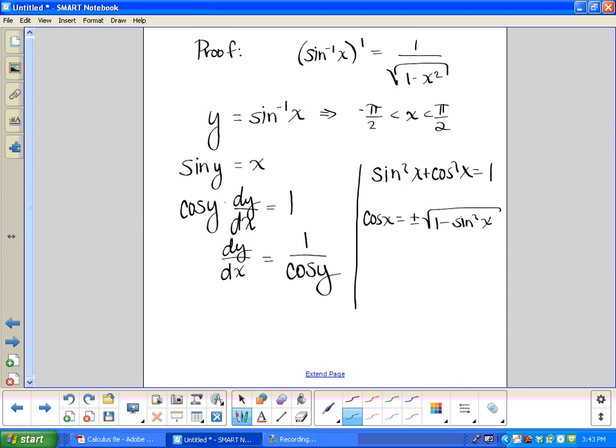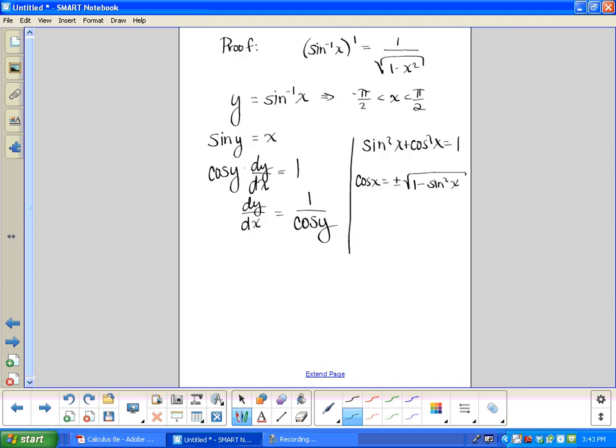Now, I would really like to be able to use this, but this plus or minus in front of it poses a problem. But then I look at where my y is defined for sine inverse. It's only defined between negative pi over 2 and pi over 2. And lucky for us, between negative pi over 2 and pi over 2, cosine is strictly positive. So we can erase the negative sign and we only need to use the positive form. So I'm going to rewrite this: it's going to be the square root of 1 minus sine squared. I used x over here because our original identity contained x, but this is y. So this is just sine squared y.